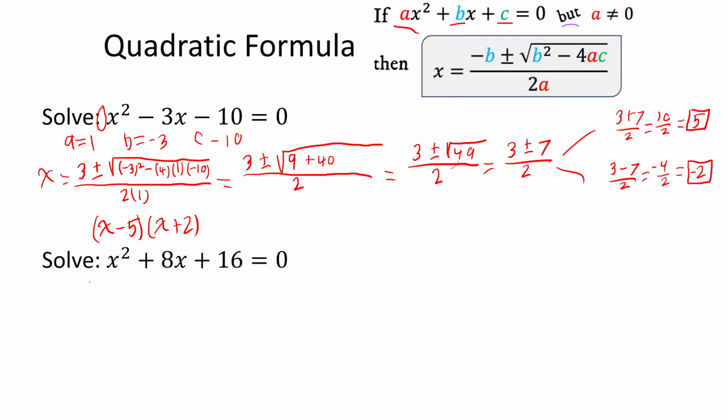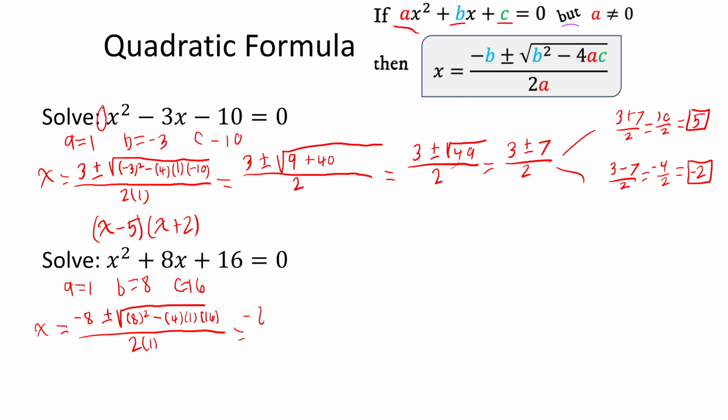Hopefully you tried. Let's just kind of run through it. So once again, a is equal to 1, b is equal to 8, and c is equal to 16. I forgot my equal sign. So we plug it in. x is equal to, we get negative b, so that'll be negative 8, plus or minus the square root of b squared. So that's going to be 8 squared minus 4 times 1 times 16. All over 2a, which once again is going to be 2 times 1.